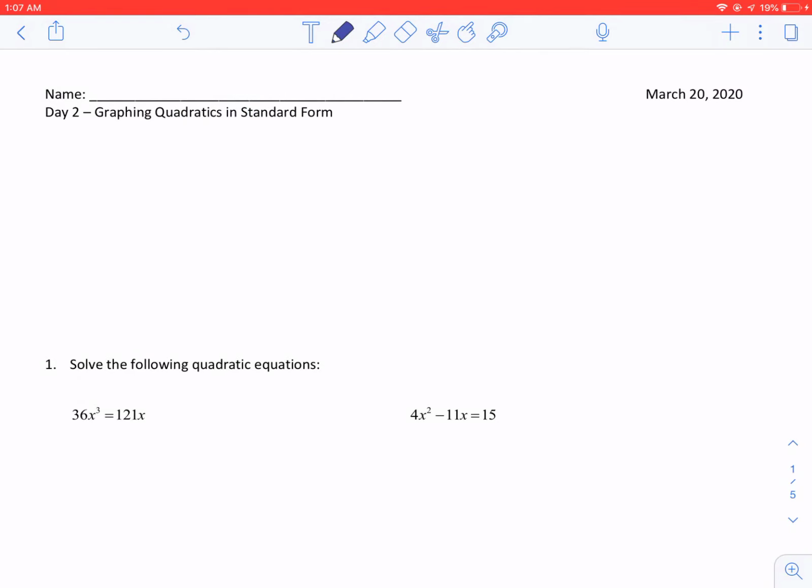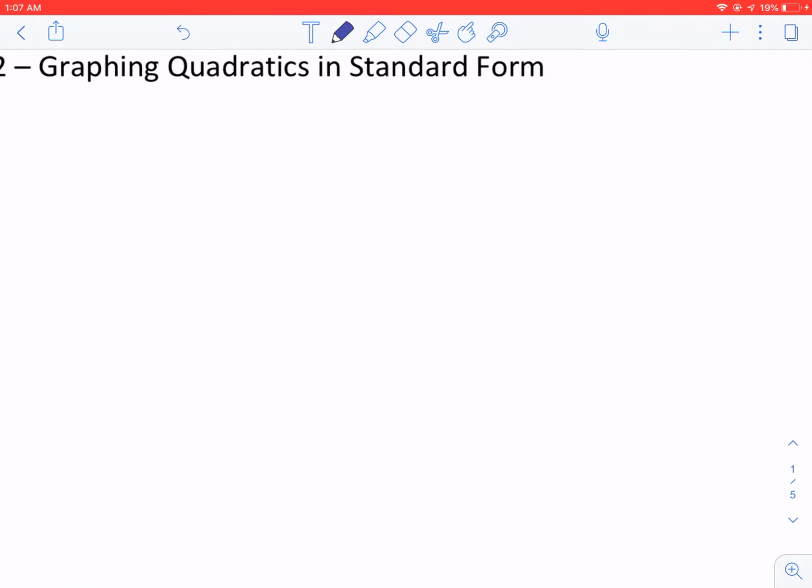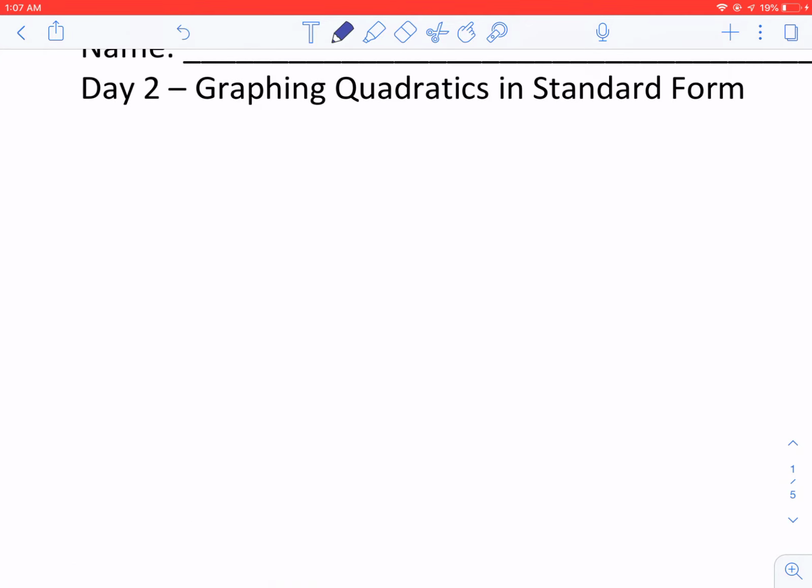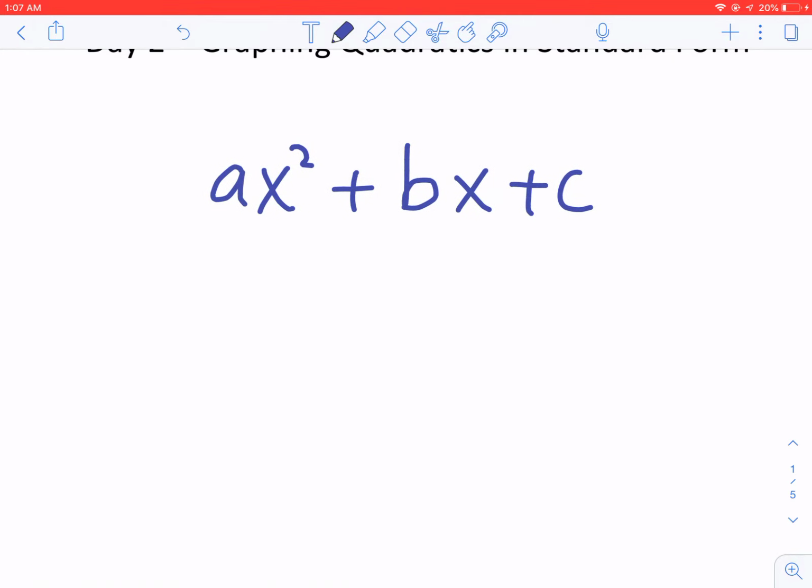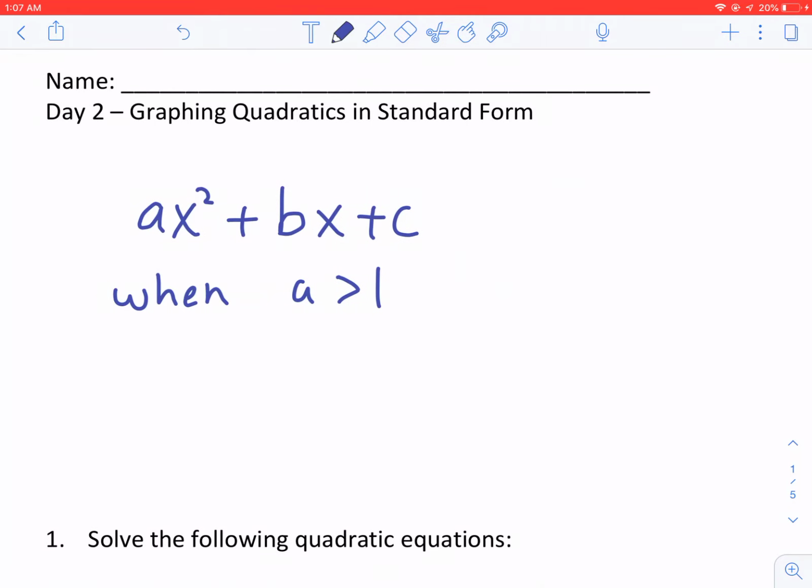All right, so that day one lesson was all about the AC method. That AC method allowed us to factor quadratics, which look like ax squared plus bx plus c, right? It let us factor when this a value was greater than 1. So when that a value is greater than 1, what we saw is we could use the AC method to factor it.